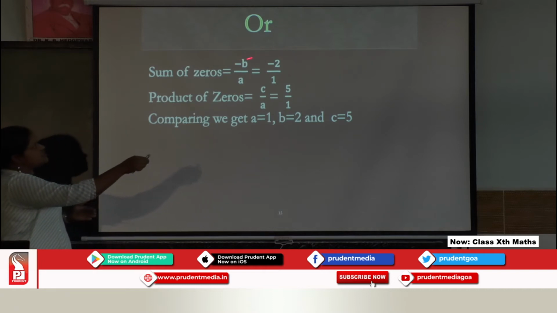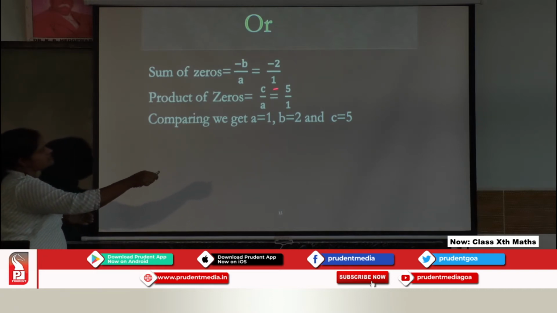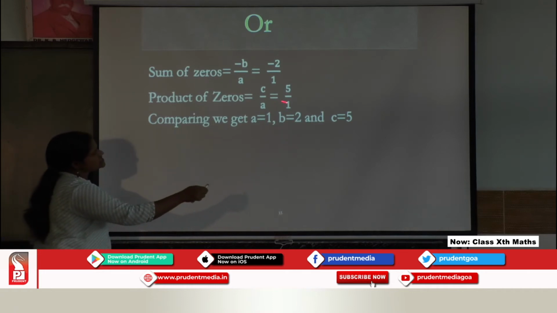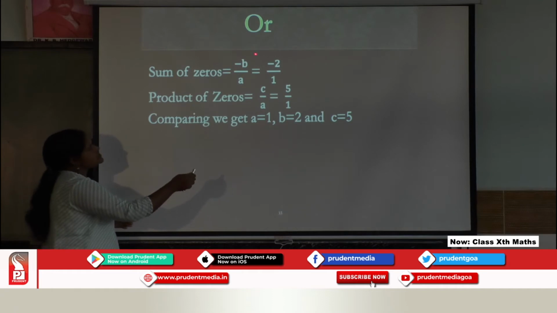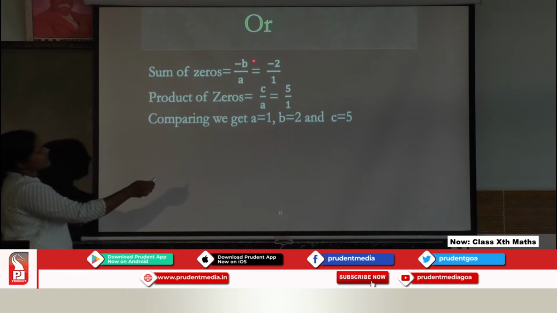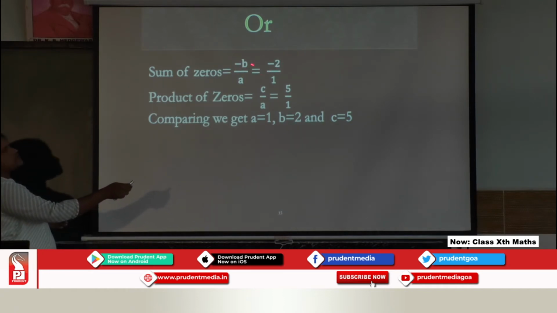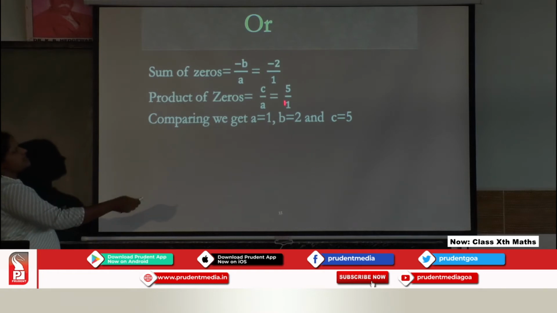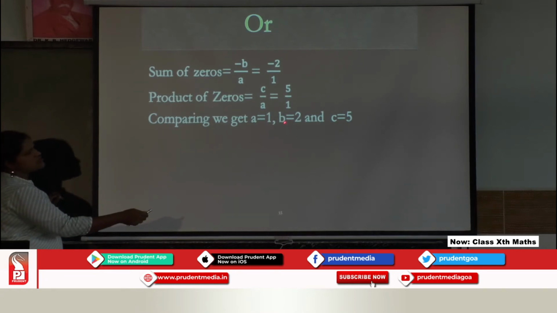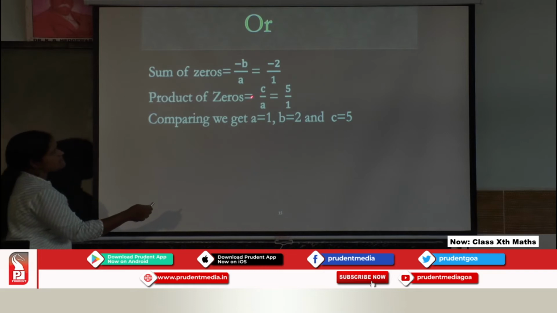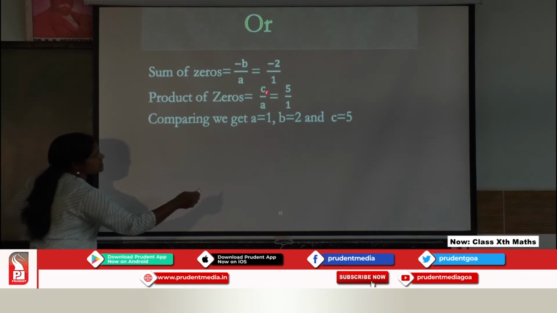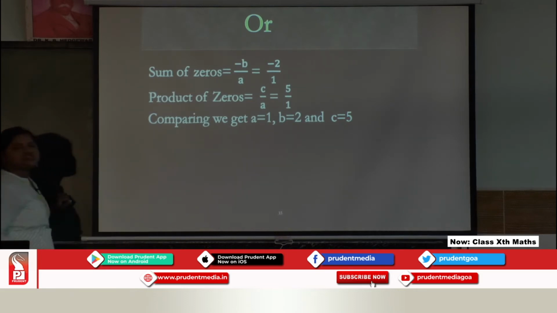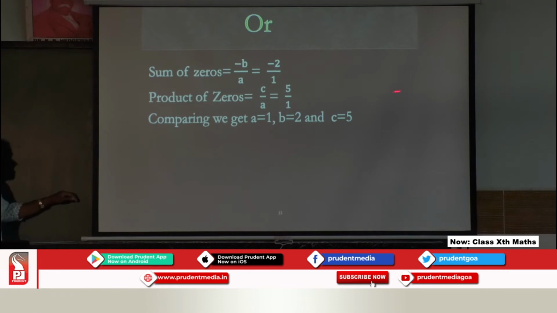Now, just focus on this part, this and over here. You have to compare, first compare a, which is the same in both the cases. So I choose a as 1. Then compare b. Negative b is negative 2. So if I cancel the negative sign, I get b is equal to 2. And if I compare c, c is 5. So now I have a, I have b, I have c.